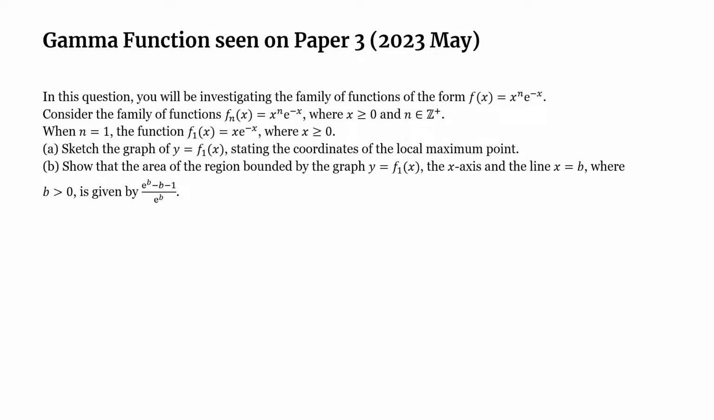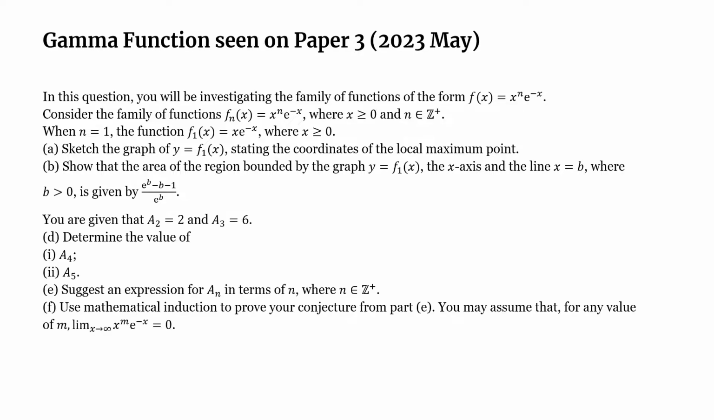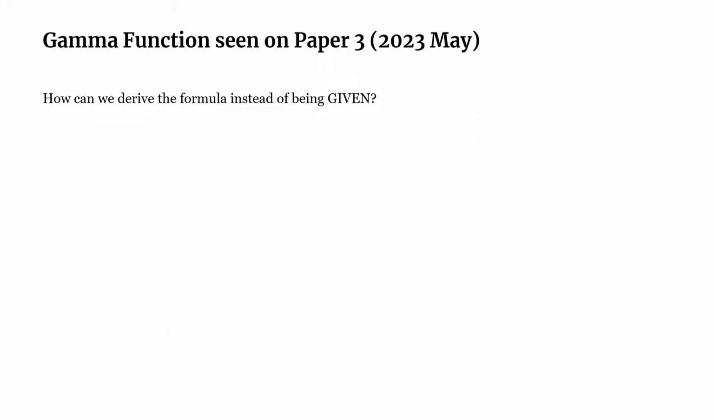Today, let's examine a question from the 2023 AAHL exam, specifically Paper 3. I encourage you to pause and review this question. It delves into the realm of the gamma function, showcasing how it can be elegantly expressed using factorials. But today, our objective is to derive the integral ourselves rather than being provided with the definition. This leads us to question: how does derivation reveal the factorial definition?